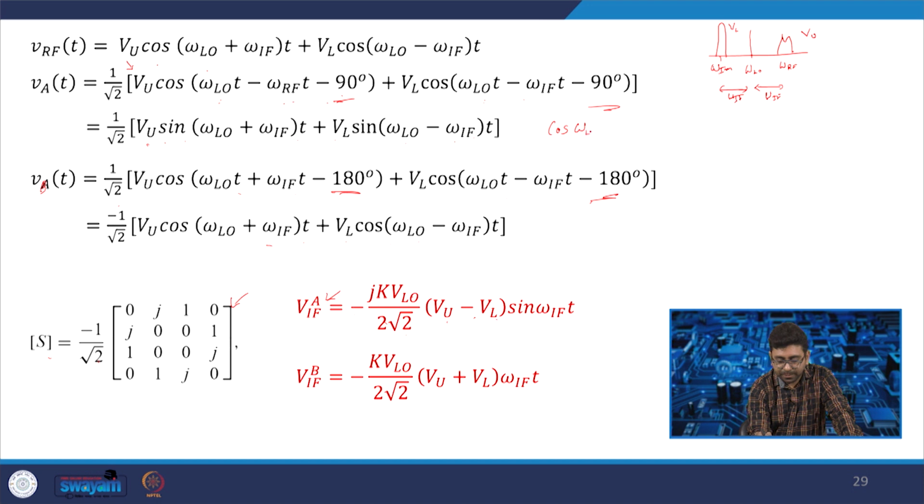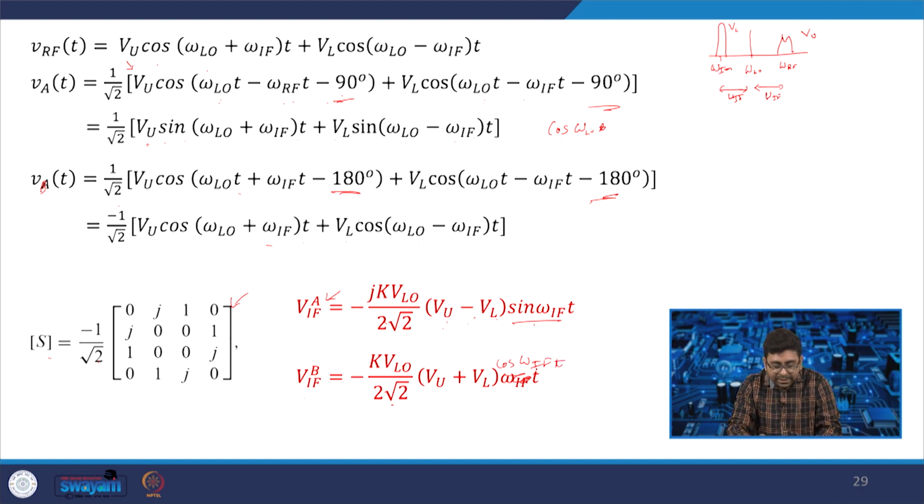cos omega LO t, and when you multiply this with a cos omega LO t, you will get a sin omega IF t, because cos and sin will be multiplied, where this is VU, the upper side band, and this is minus VL, that is the lower side band. At VIFB you will get a minus k VLO 2 root 2 VU plus VL cos omega. So, there is a quadrature signal, it is a cos omega IF t.